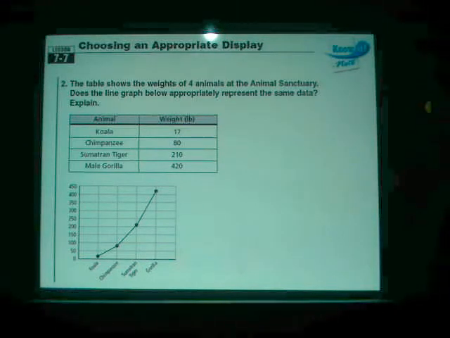And if you look at the categories here, it's the names of different animals. Koala, chimpanzee, Sumatran tiger, and male gorilla. It is not May, June, July, August. It is not noon, 1 o'clock, 2 o'clock, 3 o'clock. It really doesn't have anything to do with time. It actually is distinct categories. So this one would probably be better represented with a bar graph as opposed to a line graph, simply for the fact that it has nothing to do with time.